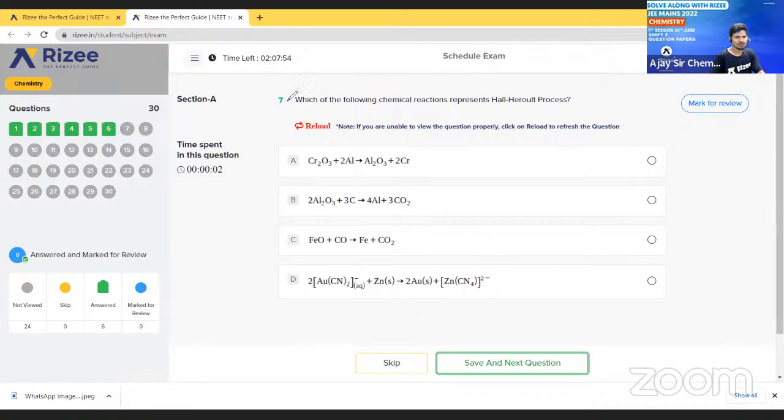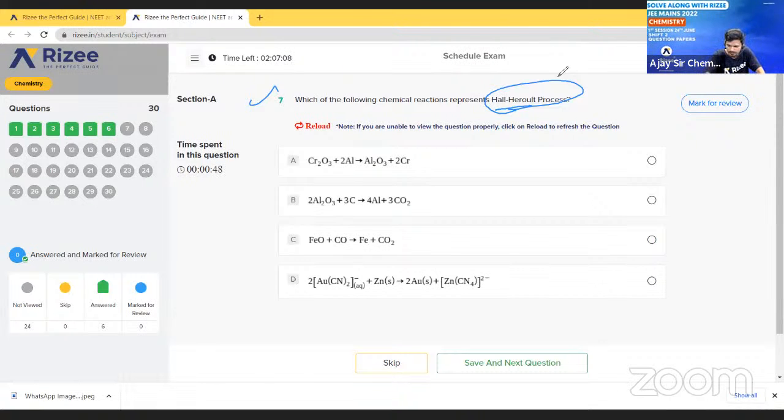See here, which of the following chemical reactions represents the Hall-Heroult process? So very simple. Tell me what is the answer. I will give one simple trick, one hint. This process is generally used in the production of what? Aluminium. Generally this process is used for the production of aluminium. Now you can say the answer.